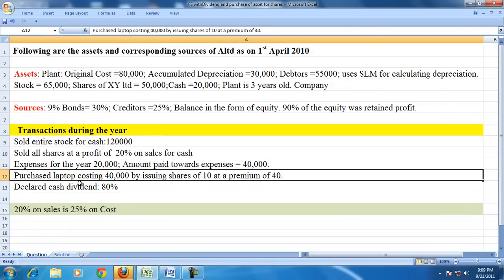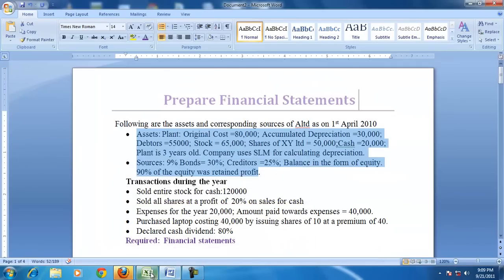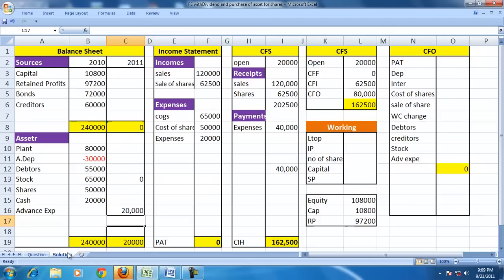Next transaction, purchase a laptop costing 40,000 by issue of shares at a premium of 40. So when we purchase a laptop, laptop is an asset. So let us find out the number of shares to be sold. Laptop is 40,000. Number of shares to be sold will depend on the issue price. So the number of shares is 40,000 by 50. And this number is required because the capital is always shown at the face value, and the balancing figure is the share premium. Let me write down the face value of the share is 10.